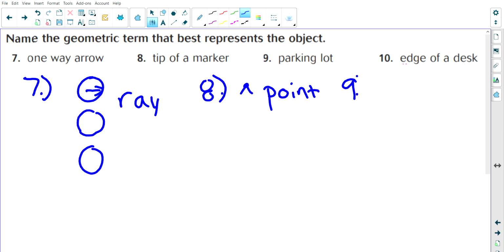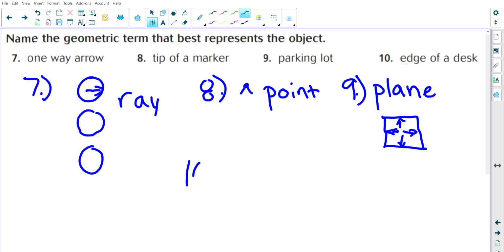Number 9, a parking lot. Well, a parking lot is flat, so definitely not a line. What is the only one that has more than 3 points and continues in all directions? That's called a plane. A parking lot would be a plane because it continues in more than one direction. It's made up of line segments, which is part of what makes it a plane.